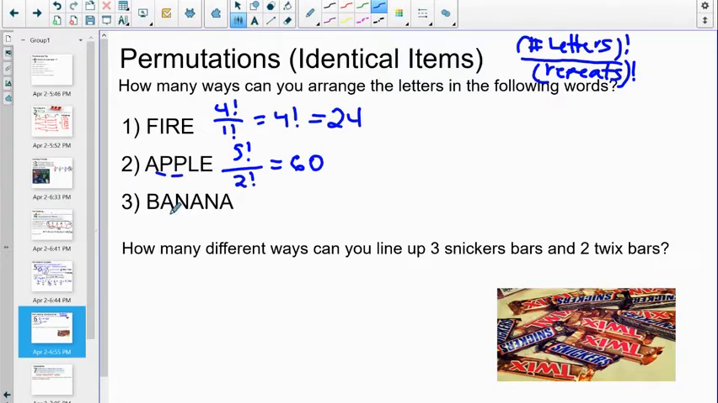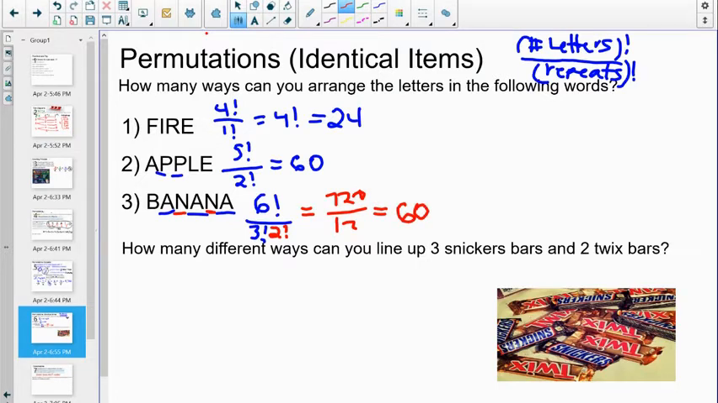And then banana, we have how many letters? 6. So 6 factorial over 3 factorial for the a's, those are the repeats, but then there's also n's that are repeated. So we have to take into account those n's too, and that's how many ways you can arrange those 2 n's. And that is going to equal 720 over 12. So then that's going to get you 60.